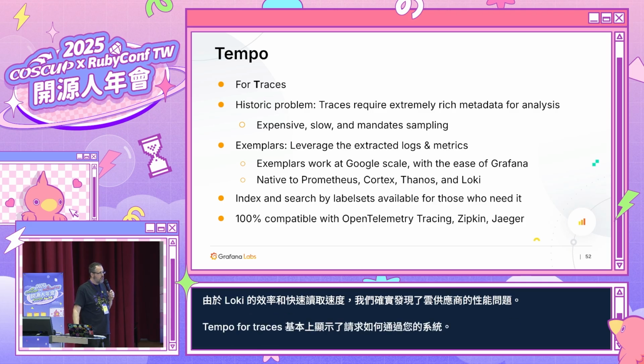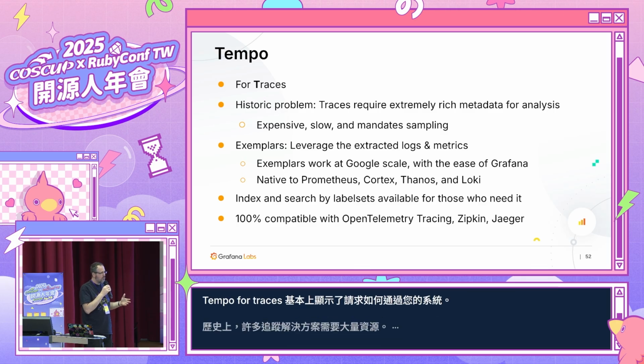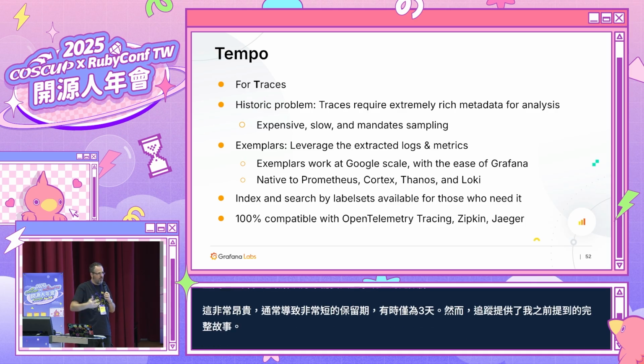Historically, a lot of solutions for traces tell you that you need a lot of metadata on your system, and this is very, very expensive. It also means you have very short retention, sometimes as low as 3 days. But traces are the full story, which I mentioned earlier. It is the most uncompressed version of observability data you can have.